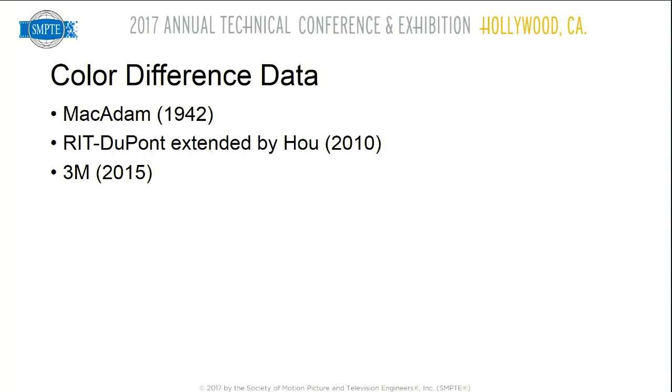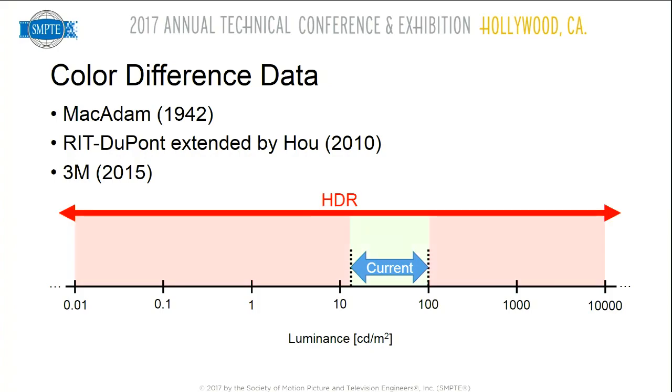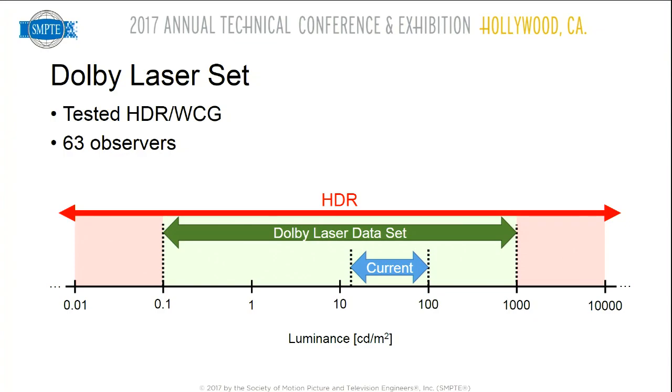Thanks, Jacqueline. In order to understand how humans perceive color differences, we need data. There are a lot of existing data sets, and we have a few examples listed here: the McAdam data set, the extended RIT DuPont data set, and the 3M data set. Based off of these sets, we have a generally good understanding of how humans see colors over a relatively limited range, and that was okay for displays in the past, but as technology improves and we move towards high dynamic range displays, a lot remains unknown. For that reason, we decided to run our own experiment in order to fill in some of those gaps, and that's what I'm going to be talking to you about for the next few minutes.